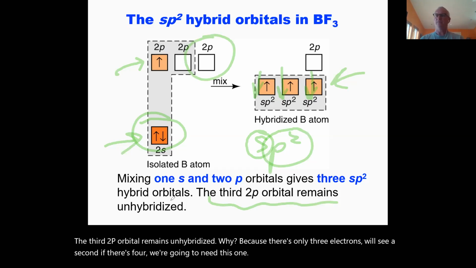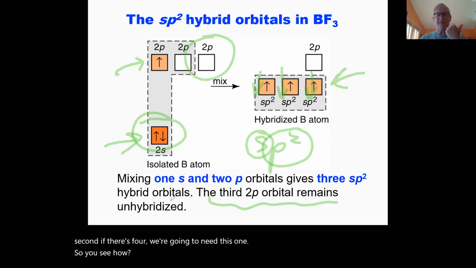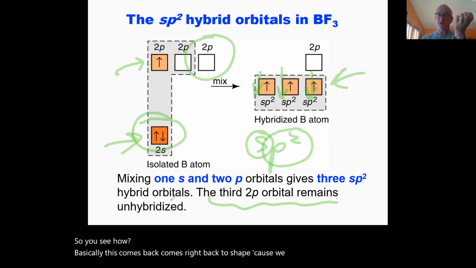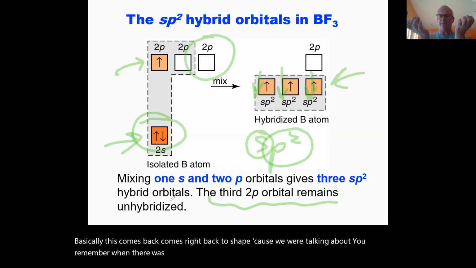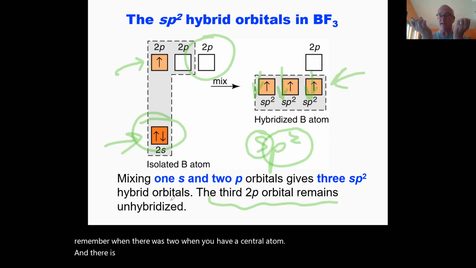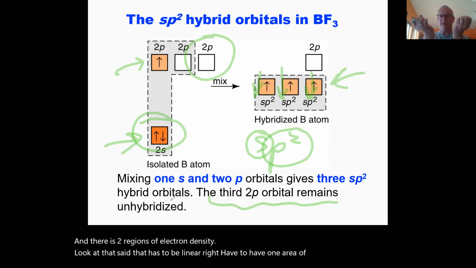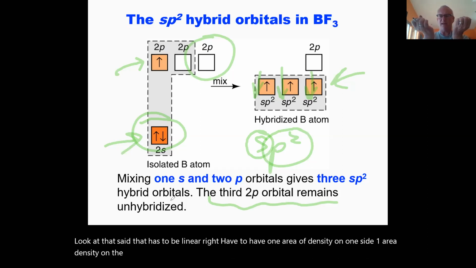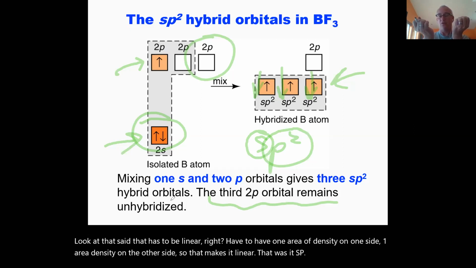So you see how this comes right back to shape, because you remember when there was 2 regions of electron density around a central atom. We looked at that and said, well, that has to be linear, right? You have one area of density on one side, one area of density on the other side. So that makes it linear. That was an sp hybrid orbital.